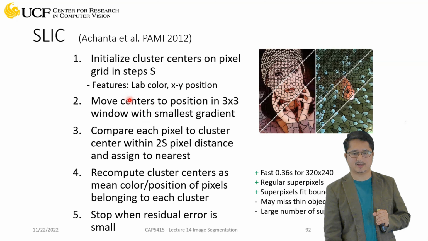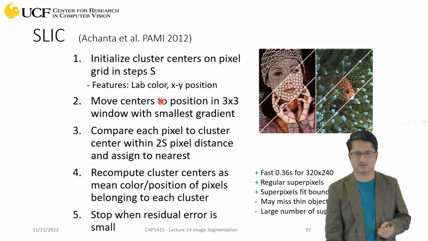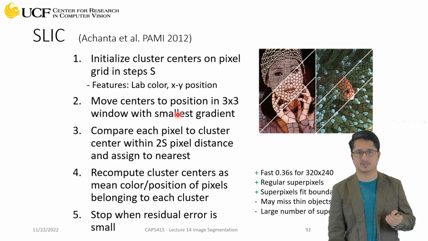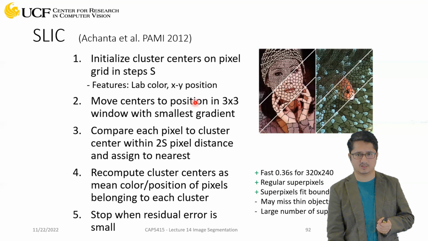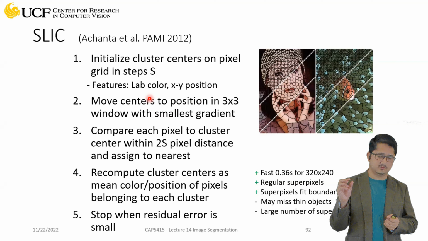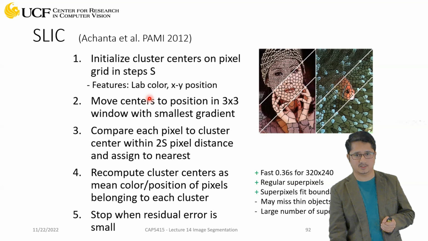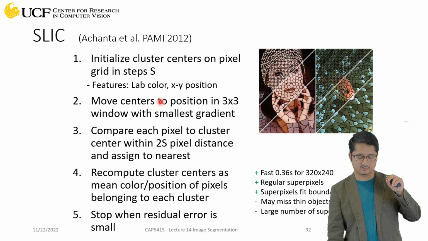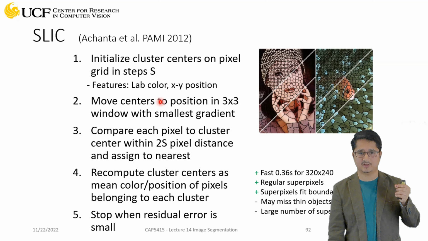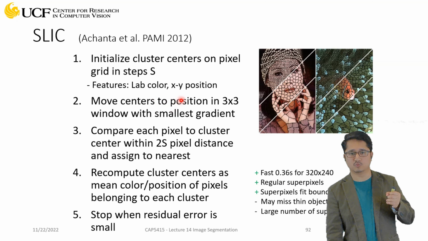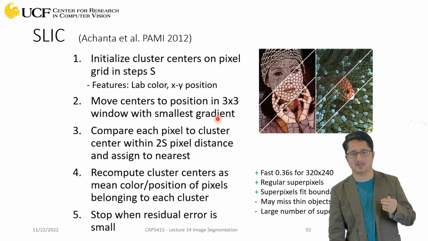Okay, so the second step, and again, this is ideally not required. It's just a heuristic. Even if you skip this, it's not going to change a lot in terms of result. The idea is we first compute the gradient of the image, and whatever cluster center we have initialized, we move it to a location where we have the smallest gradient.